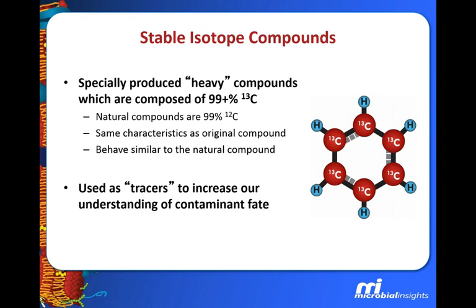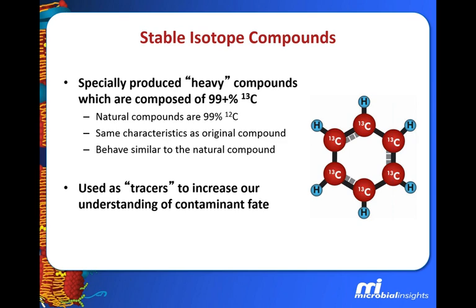If you're unfamiliar with stable isotopes, the particular one we're interested in is carbon-13. Naturally, carbon-13 makes up about 1% of all the carbon in the natural world. But what we're going to do is we're going to use contaminants of concern, the one shown here is benzene, that have been synthesized out completely with carbon-13.